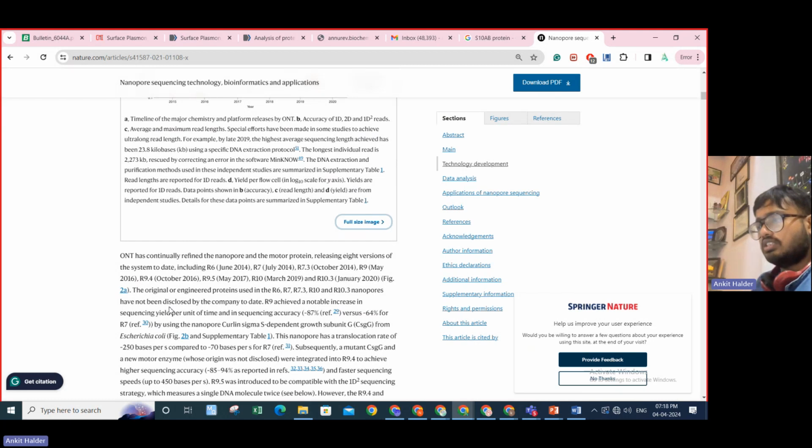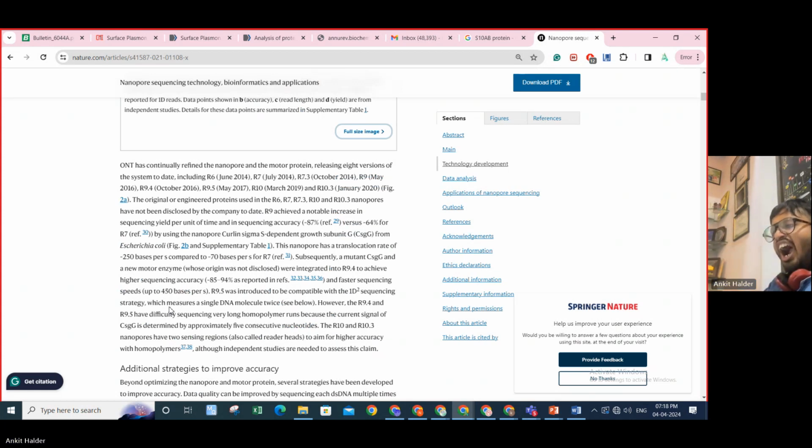The pore is CsgG, curli-specific gene G, from Escherichia coli, with a translocation rate of 250 bases per second. 250 bases per second. So, mutant CsgG and new motor enzymes were used to achieve higher sequencing accuracy and faster sequencing speeds. However, R9.4 has difficulty sequencing very long homopolymers because the current signal is the same across five consecutive nucleotides.